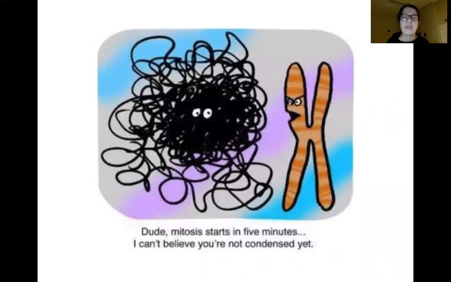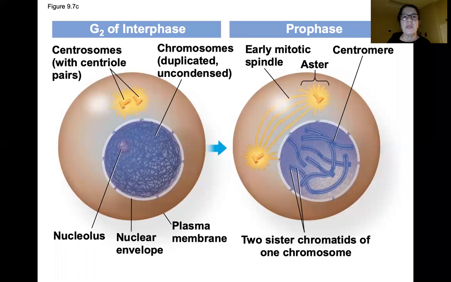All right, let's now explore mitosis. We explored the phases of interphase. Now we're going to explore the phases of mitosis, and most of this should be a review for you. So in G2 of interphase, in this model you will see the nucleus with the nuclear envelope, the nucleolus, the plasma membrane, and the centrosomes with the pairs of centrioles. The chromosomes are duplicated because DNA replication has just been completed, but they're uncondensed.